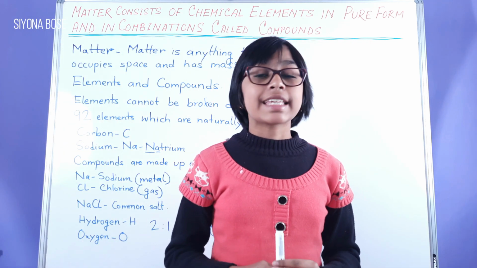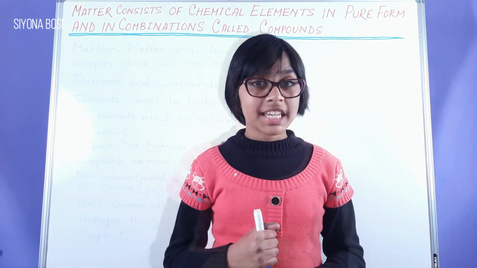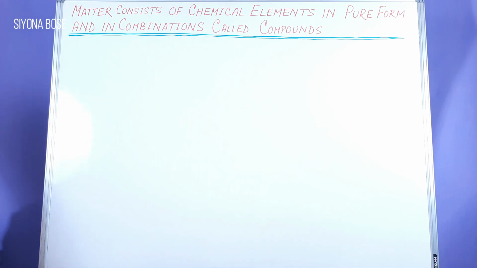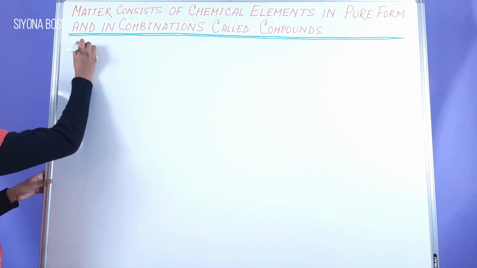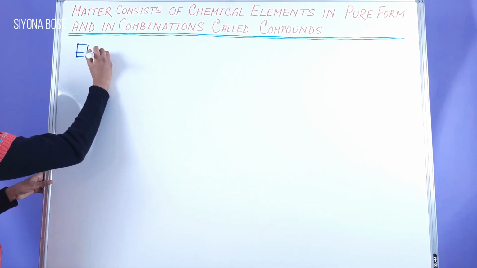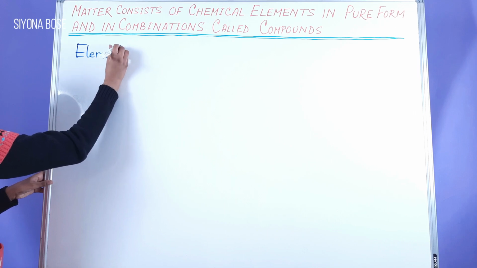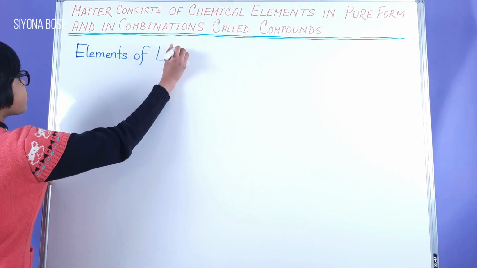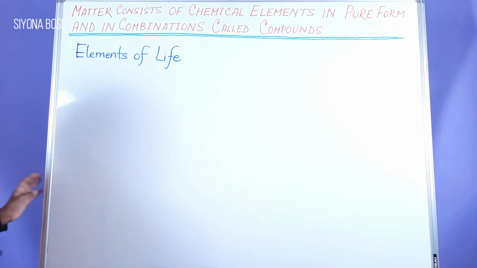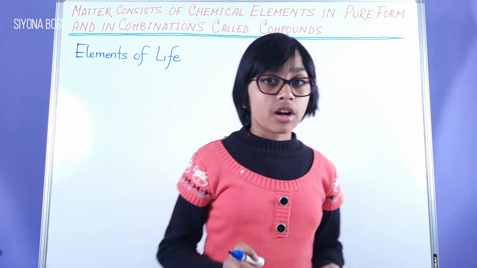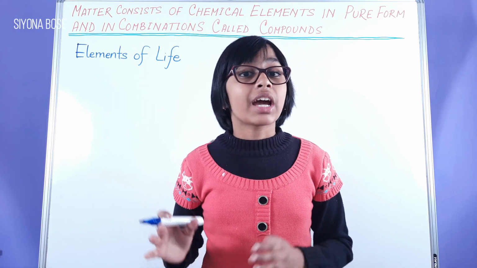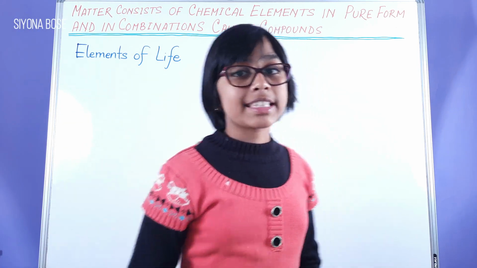Moving on to elements of life. We have just talked about elements and compounds, in which we came to know that there were 92 elements which were naturally occurring, naturally found.